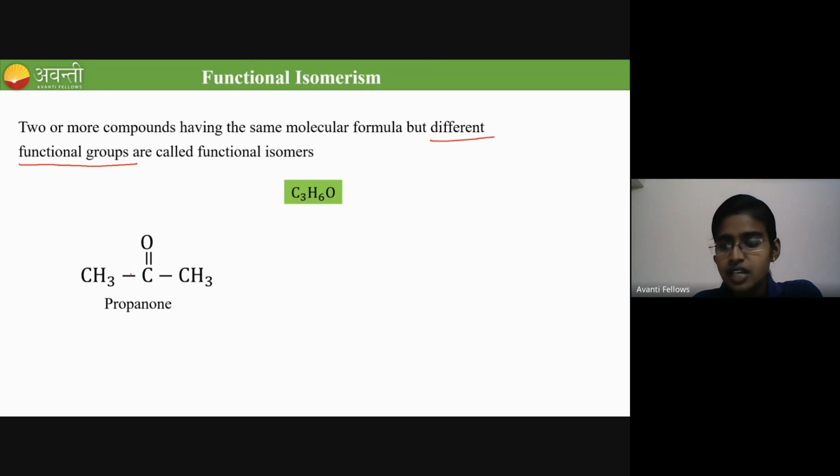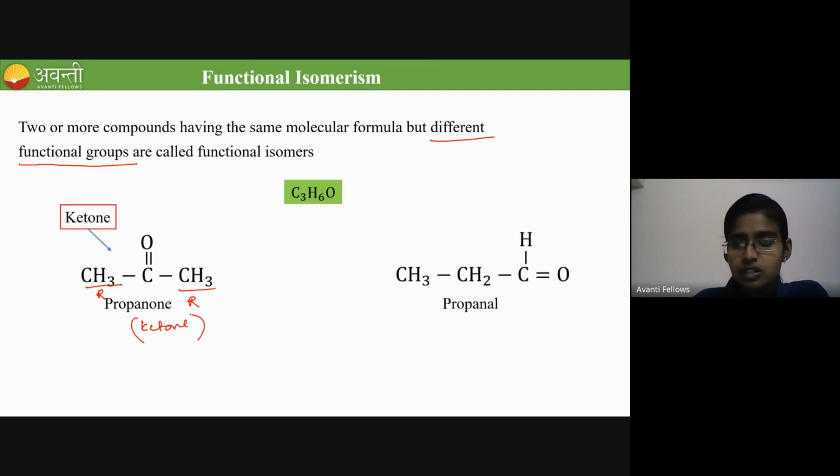It is ketone, right? Yes, good, Anusha. It is ketone. So R, CO and R we are having. And now for the second compound, it is CH3, CH2 and CHO. What is the name of the group present in this compound? It is aldehyde, right? CHO is called aldehyde. So it is called propanal.